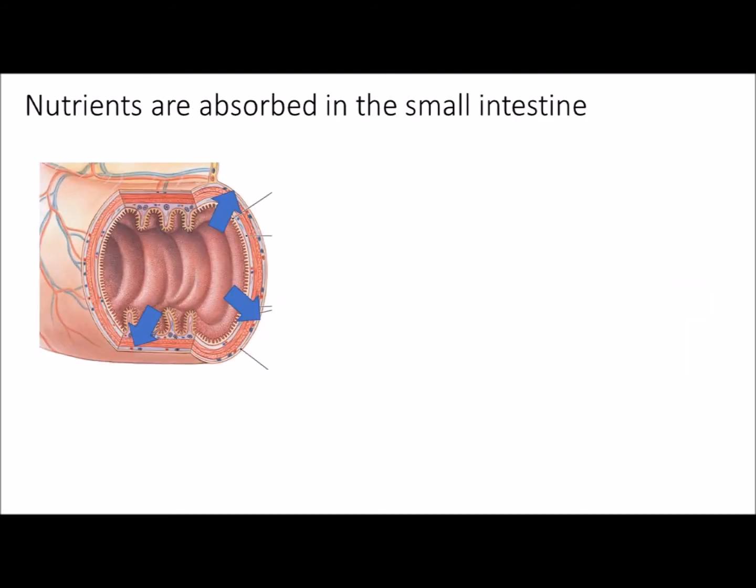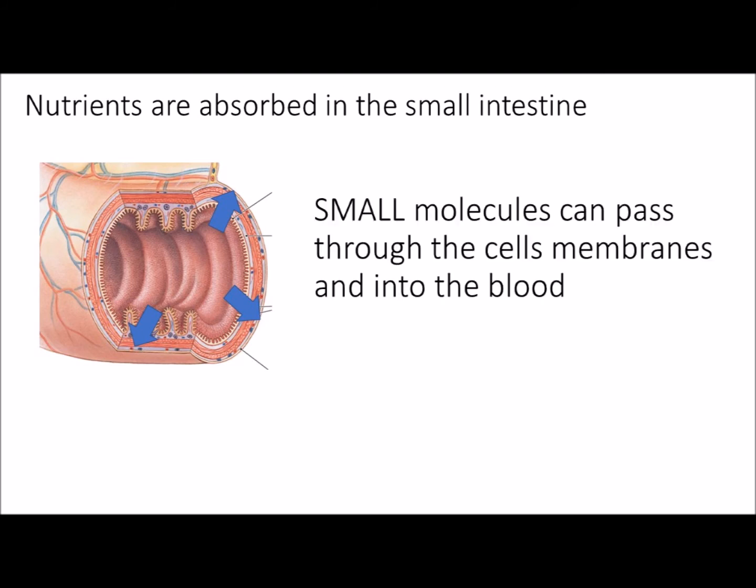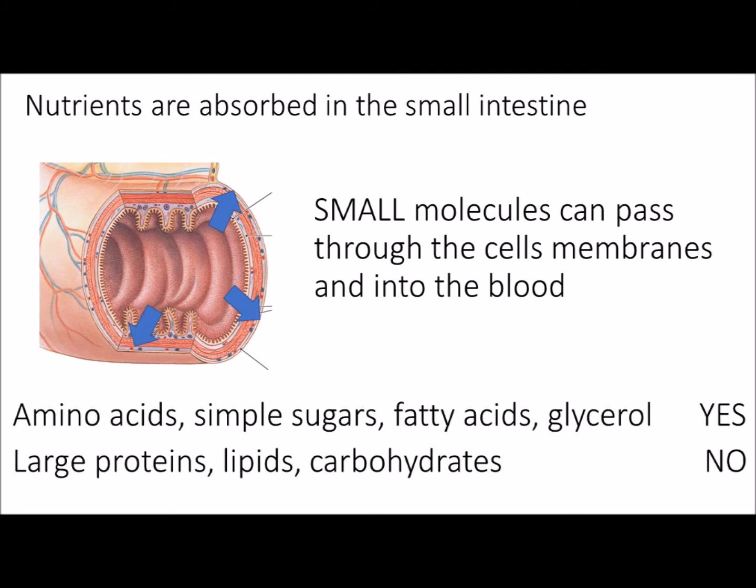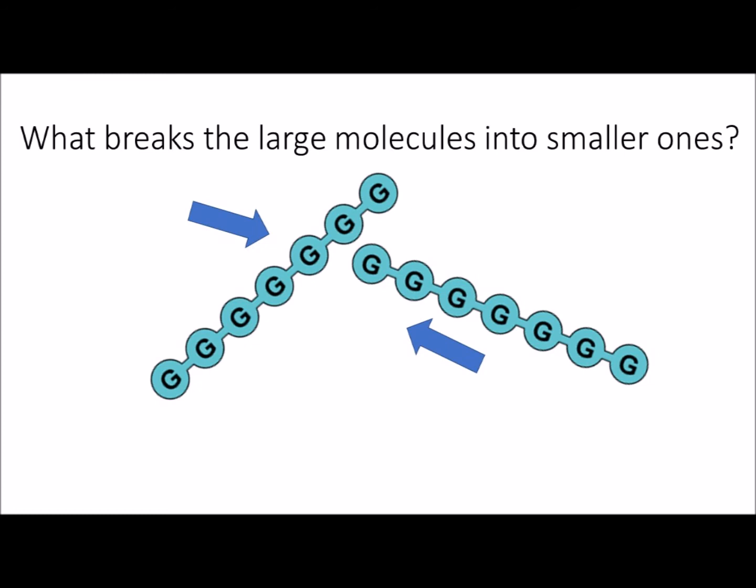Now the nutrients from your food are absorbed in the small intestine. They pass through the cells in the lining of the intestine and into the blood vessels and are carried by the blood. Only small molecules can do this. Amino acids, simple sugars, fatty acids and glycerol can. Large proteins, lipids and carbohydrates cannot. So what breaks these large molecules down? Well, here are 2 starch molecules.